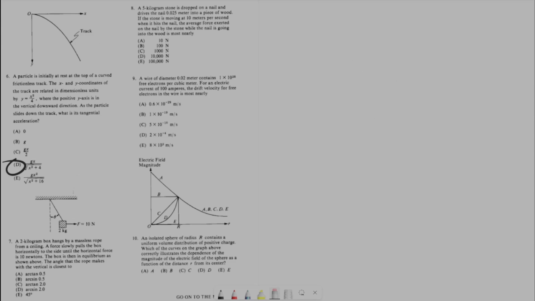A 2-kilogram box hangs by a massless rope from a ceiling. A force slowly pulls the box horizontally to the side until the horizontal force is 10 newtons. The box is in equilibrium as shown above. The angle that the rope makes is closest to. Alrighty. So let's draw our little diagram. I always like to redraw everything just so I think through it as I draw. So 2 kg.